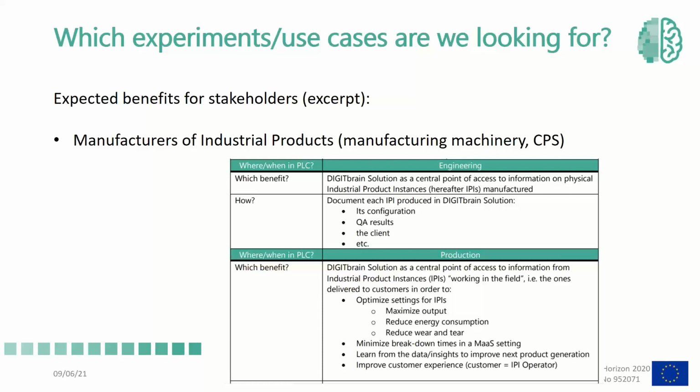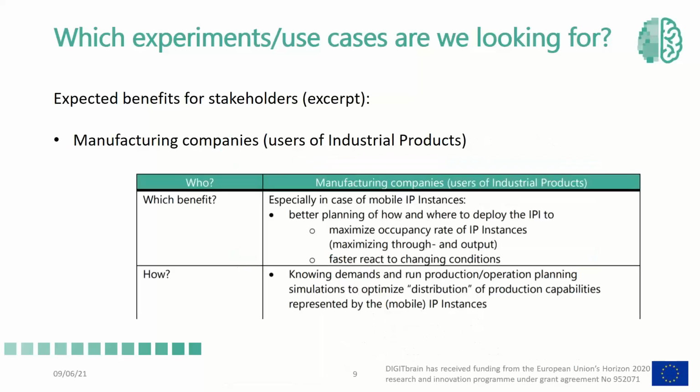The manufacturers of industrial products can benefit in different phases, for instance in engineering, for instance in production, and you have to give some KPIs in your proposal, what you have today, what you would like to achieve by the end of the experiment. And then the manufacturing companies have other potential benefits. For instance, maximize the occupancy rate of their manufacturing machines, react faster to changing conditions, I mentioned that.